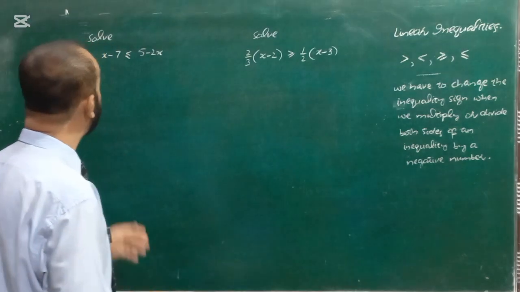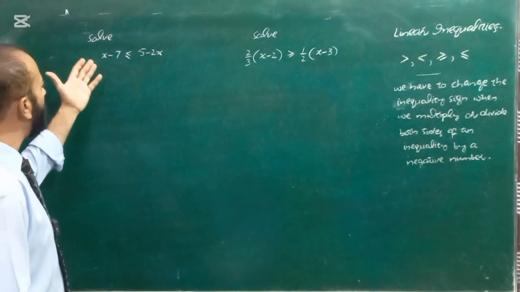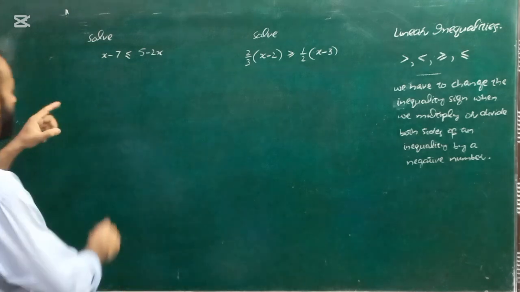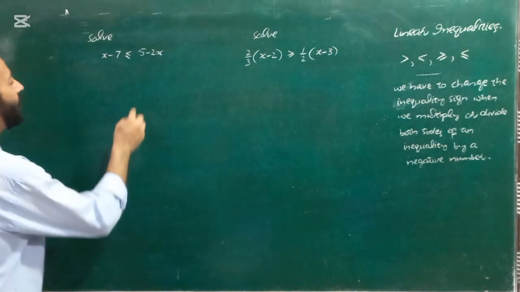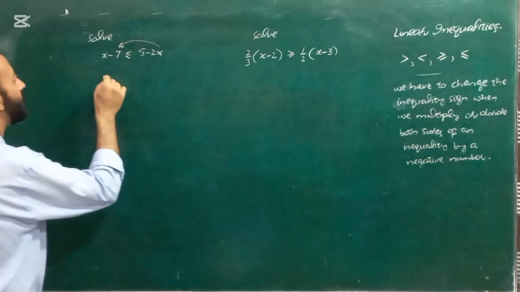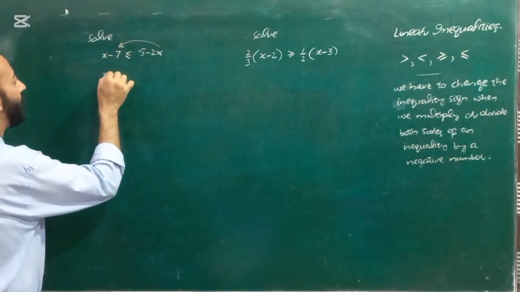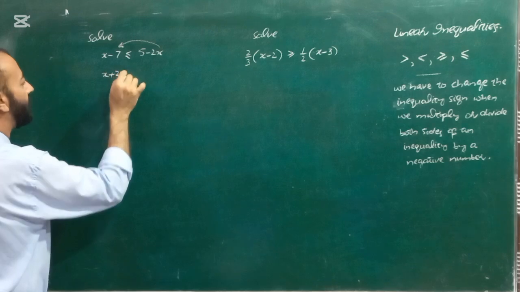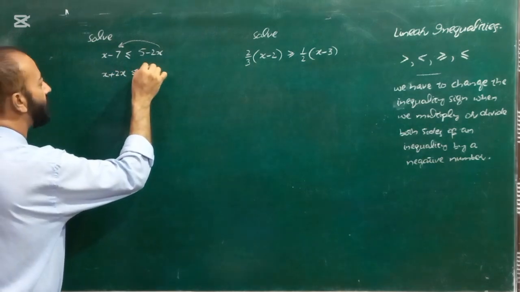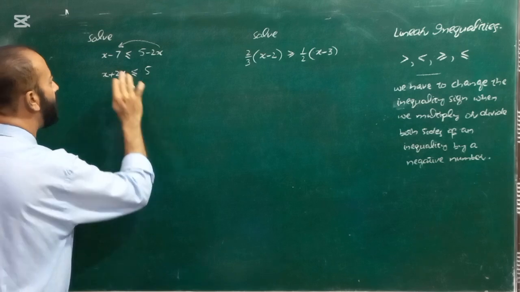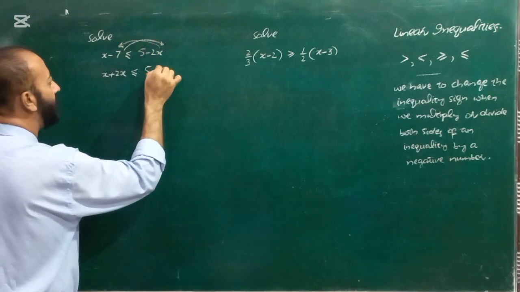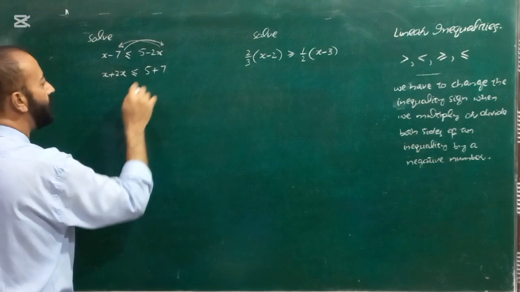Here are two more questions. The statement is the same. Solve x minus 7 less than or equal to 5 minus 2x. First we are going to solve this question. This minus 2x will come to the left hand side, so x plus 2x will be on the left hand side. This sign is still there, and this 5 on the right hand side is still there. And this minus 7 will go to the right hand side. It will be added to 5.